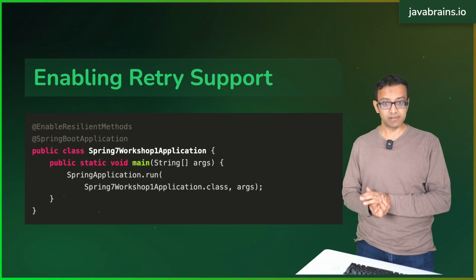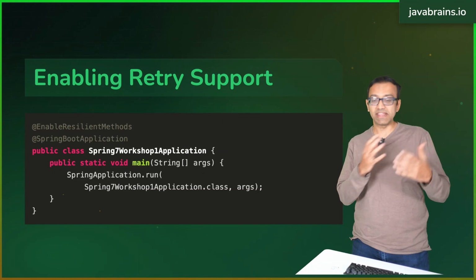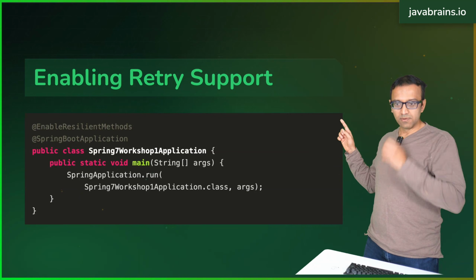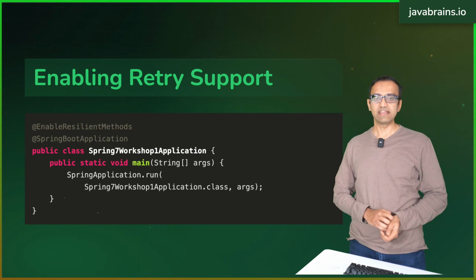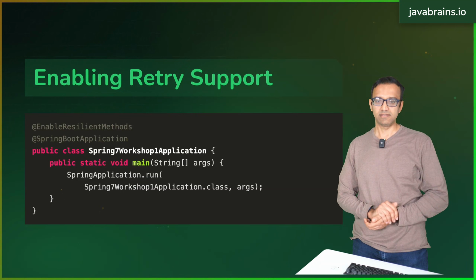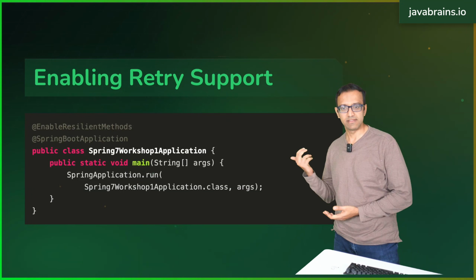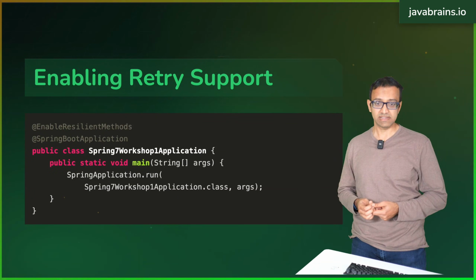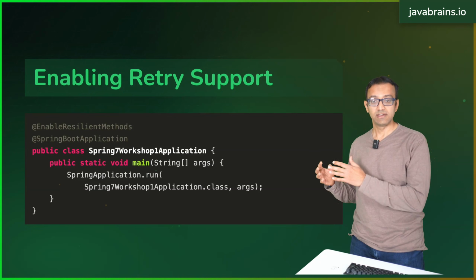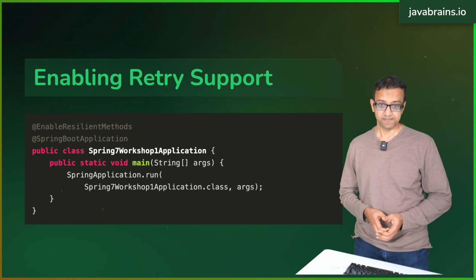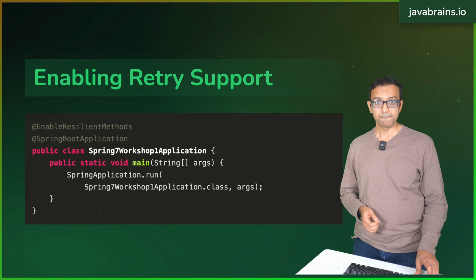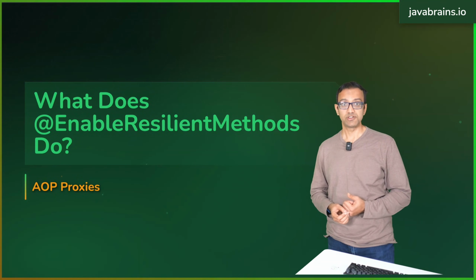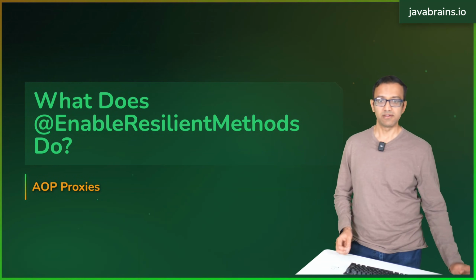First is the retryable annotation on the method that fails intermittently, because that is retryable. Second, you stick this enable resilient methods annotation on either a configuration or the application class itself. The enable resilient methods is an annotation that supports both the retryable and the concurrency limit. It supports both. So stick those two, restart the server, and you should be able to see it is going to be retried.